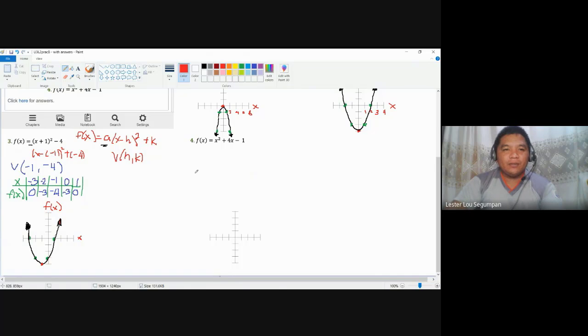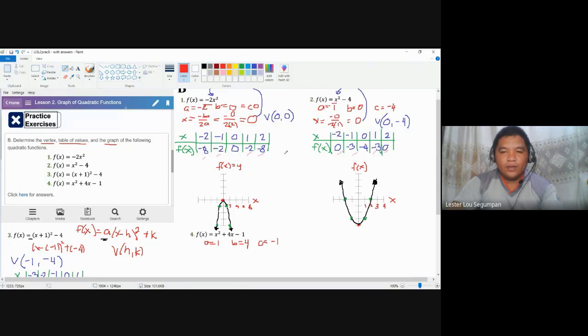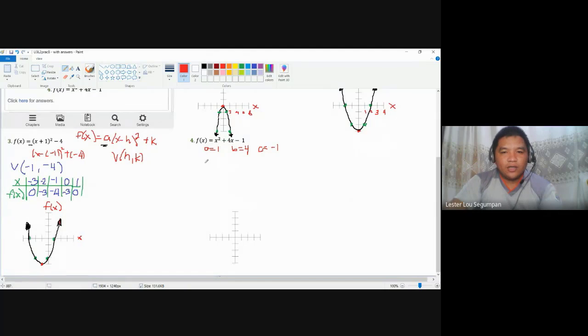Then finally, let's proceed with number 4. Since this is in the standard form of a quadratic expression, a form wherein the terms are in decreasing degree, let's try to determine it using the coefficients. A is 1, B is 4, and C is -1. Then you can come up with the vertex. The x coordinate is -b over 2a, so -4 over 2 times 1, which results in -2. So -2 is the x coordinate of your vertex.